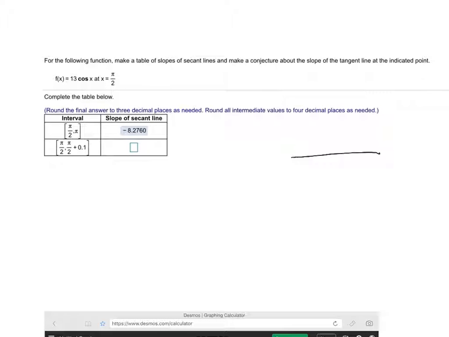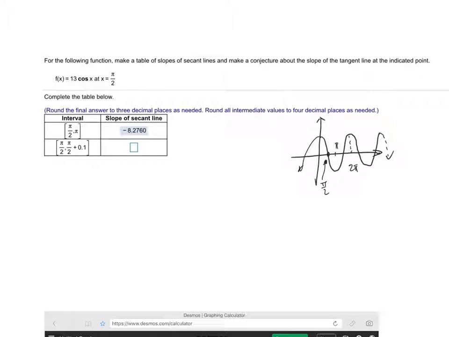This is the graph of 13 cosine x. So 13 cosine x looks like this, okay? And extends to the left and to the right indefinitely. And then this is going to be 2 pi. And pi over 2 is somewhere here. This is your pi over 2 right here. And this is going to be pi, okay?